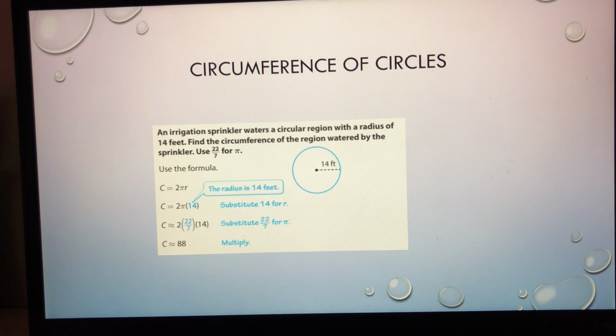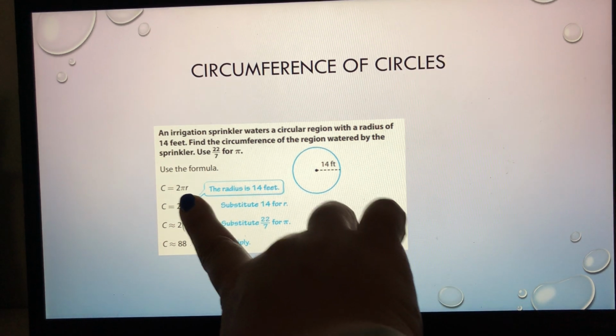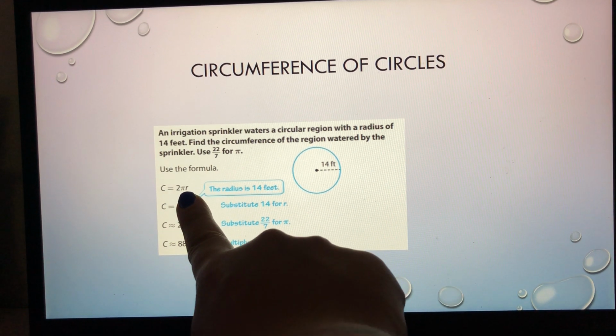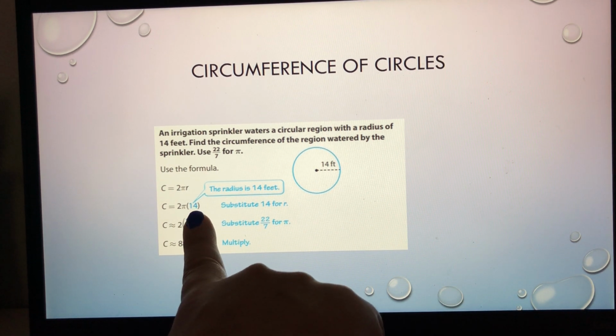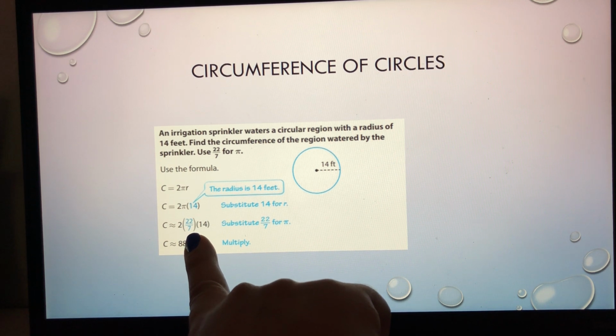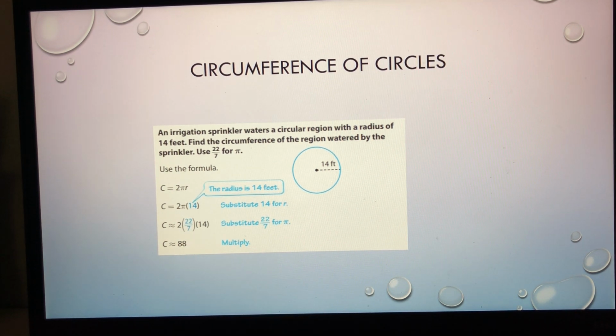An example here: an irrigation sprinkler waters a circular region with a radius of 14 feet. Find the circumference of the region watered by the sprinkler. We can use 22/7 for pi. Remember that we can also use 3.14 for pi in our calculators. We're given the radius in this example, which means I'm going to be using the formula that includes the r for radius. I'm going to replace my r with 14, and then replace pi with whatever I'm using. In this case, they're using 22/7, but again, you can use 3.14.